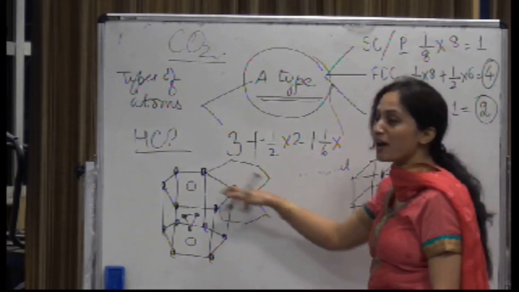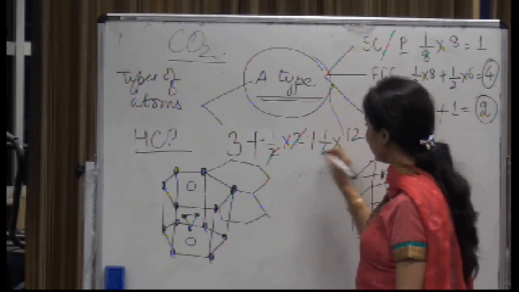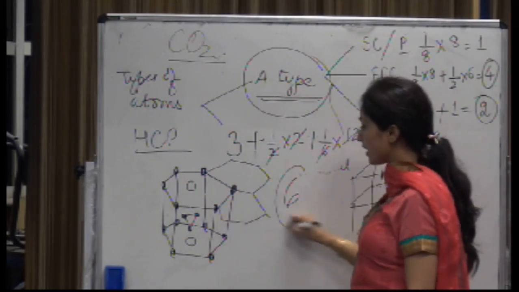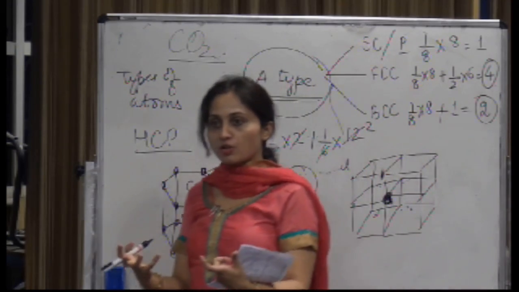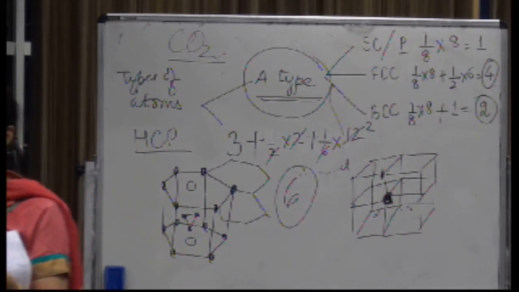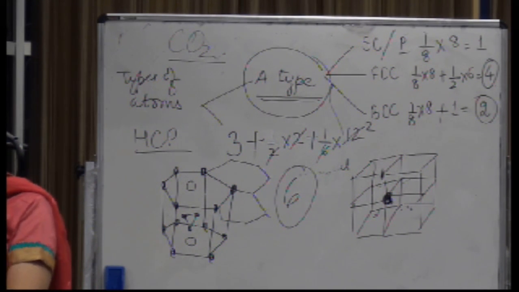Into, how many corners do you have now? 12. So that will be 2, and then you have 1 and 3. So 2 plus 1 plus 3, so 6. Alright. So that way any representation of the unit cell which is given can help you find out the total number of atoms per unit cell. Alright. And from here we'll proceed in the next class.